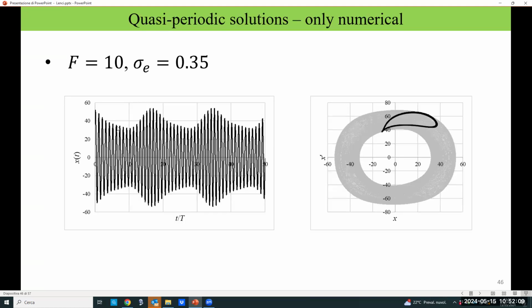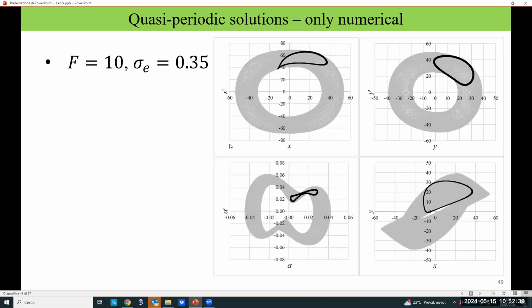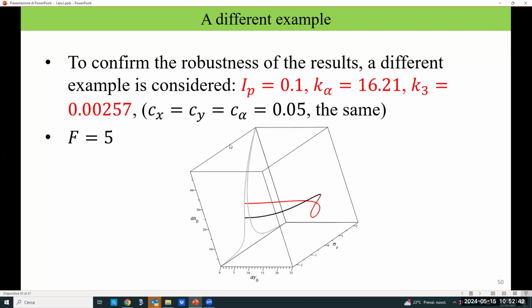Here are the time history of the quasi-periodic solution and the phase portrait of the quasi-periodic solution. The quasi-periodicity is confirmed by this Poincaré section, because the gray is the full time history, and the black is the time history sampled at each period, which basically is a Poincaré section. And you see that in the Poincaré section, you have a closed curve, which confirms that you are dealing with a quasi-periodic solution. It is basically the same result.